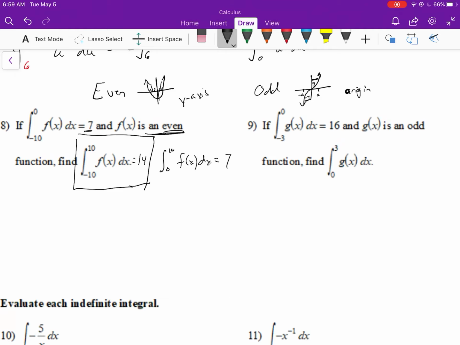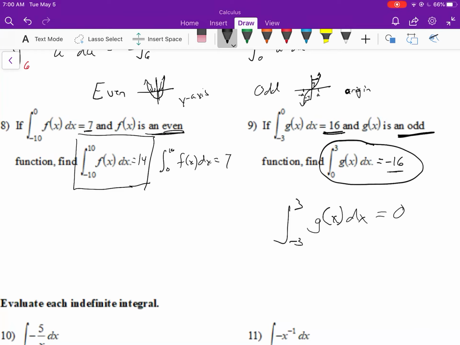And then this odd one here, the integral from -3 to 0 of g of x dx is 16. g of x is an odd function. Find from 0 to 3. Well, if from -3 to 0 is 16, and this is odd, 0 to 3 has to be -16. Another one that you might see is if it's going from -3 to 3, and it's odd, what's that going to be? Well, it's going to be 0 because you had a 16 and a -16. But that one was not asking for that. There's the answer right there.